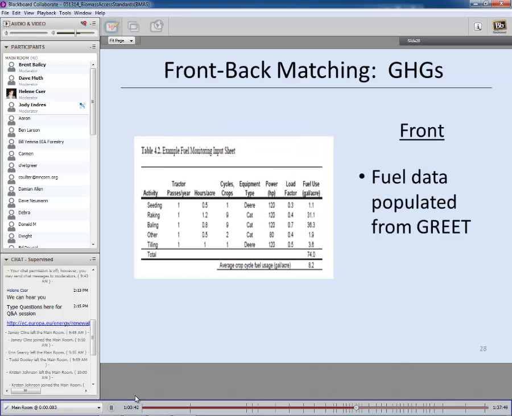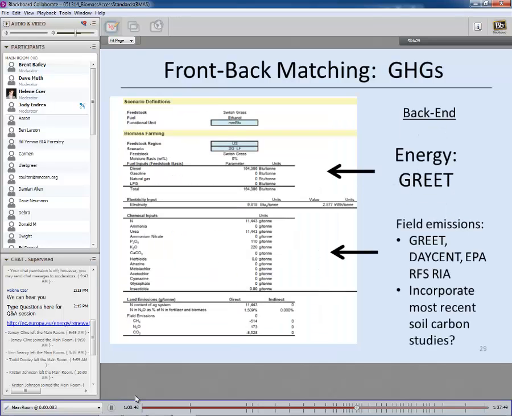We would borrow from, at least on the fuels used in actual production, we could populate that from Argonne's GREET tool, and then we would apply on the back end a combination on the energy side of GREET, and then we would have to decide based on field emissions how we were going to use GREET or DAYCENT or EPA's modeling for the RFS.